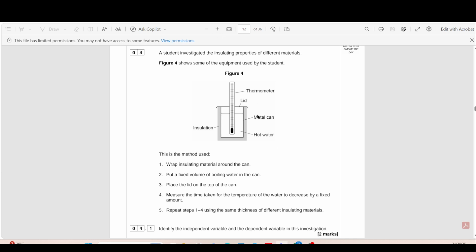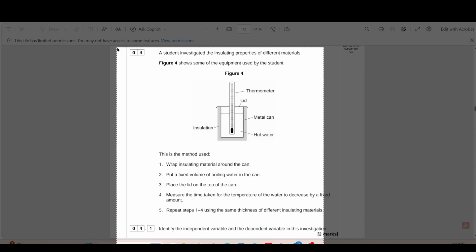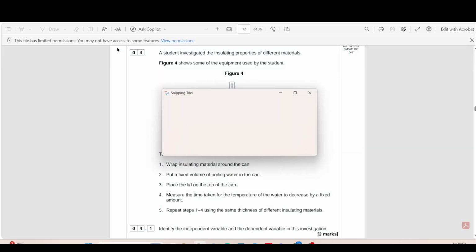Students investigate insulation, equipment used by the student. This method uses: wrap insulating material around the can, put a fixed volume of water in the can, place the lid on top, measure time taken for temperature of water to decrease. Repeat steps 1 to 4 using the same thickness of different insulating materials. Identify the independent variable and dependent variable.